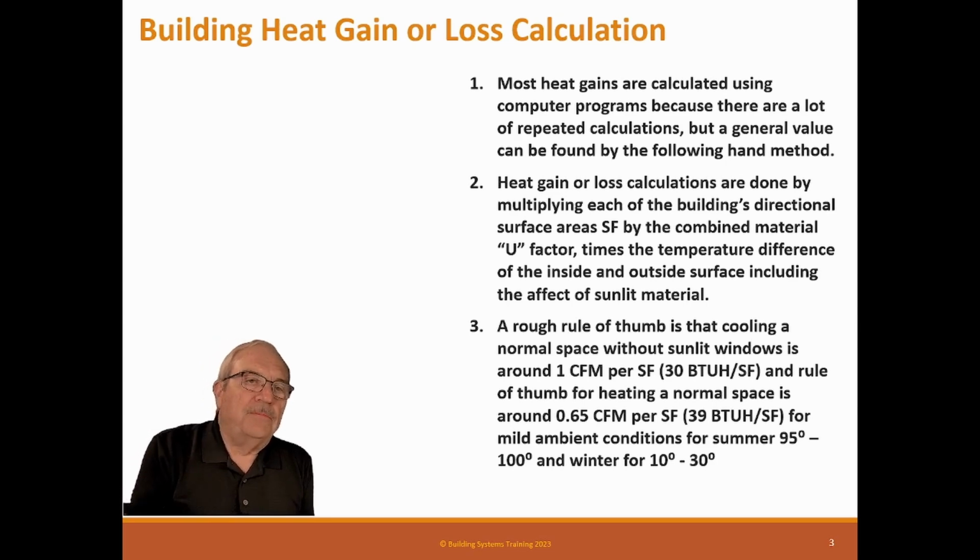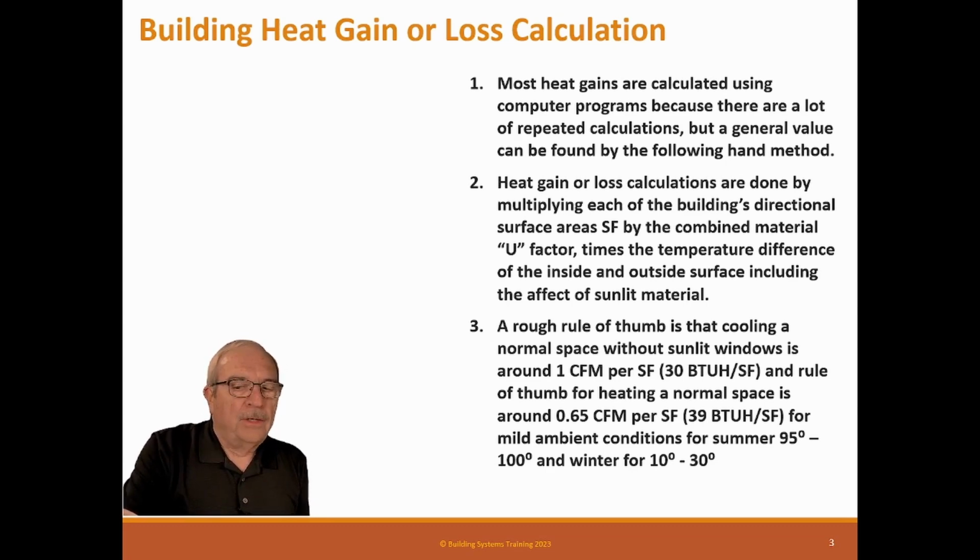A rule of thumb is that cooling a normal space, this is a commercial building of course, without sunlit windows is around 1 CFM per square foot or 30 BTU per square foot. And the rule of thumb for heating a normal space is around 0.65 CFM per square foot or 39 BTU per square foot. And this is for mild ambient conditions, for summers 95 to 100 degrees, winters 10 degrees to 30 degrees. This is not for the frozen tundra north, nor the blistering summer deserts. They'll be different, but these are just rules of thumb.